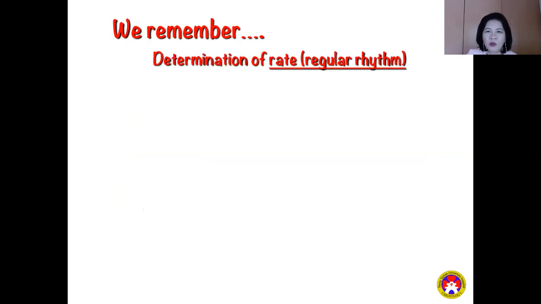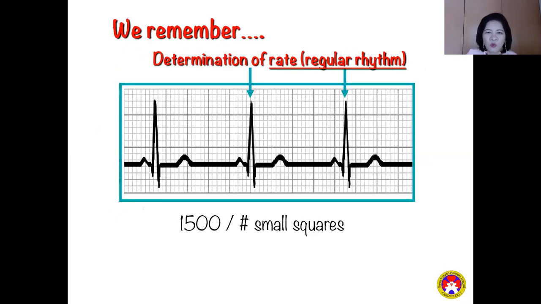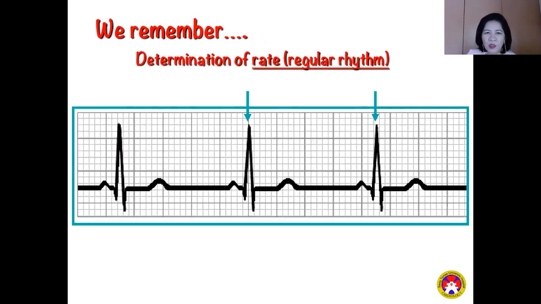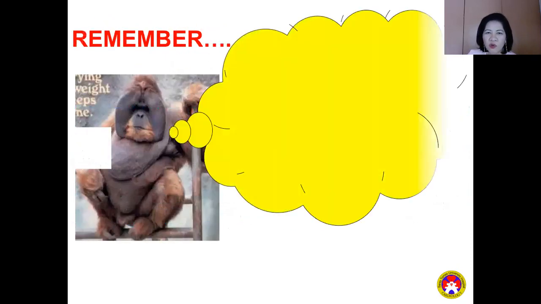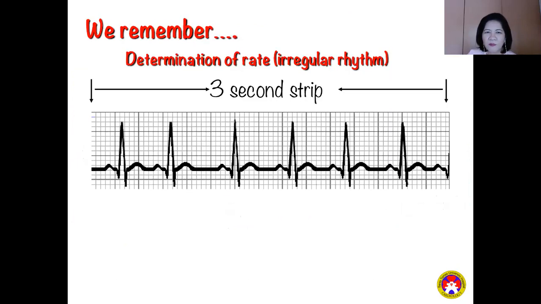Now, in a regular rhythm, we get the rate by using this formula: 1,500 divided by the number of small squares. Or we can use 300 divided by the number of big squares. We have also learned that we can use this shortcut. So we just remember 300, 150, 100, 75, 60, and 50.